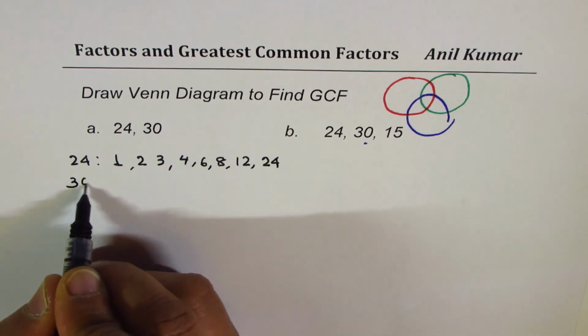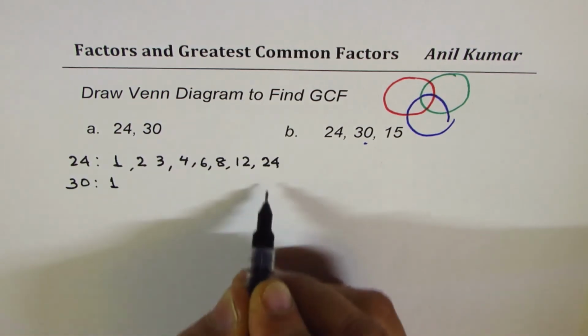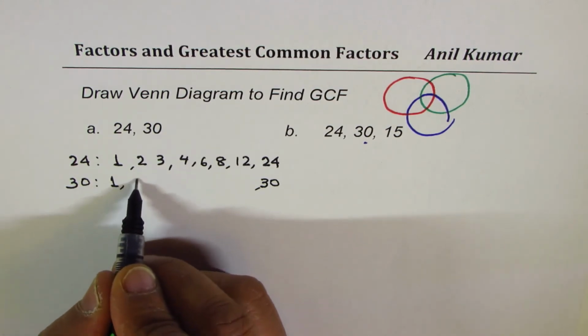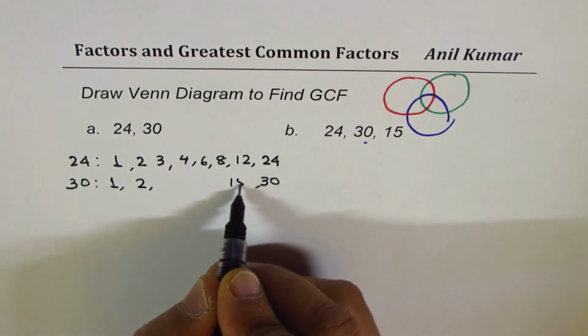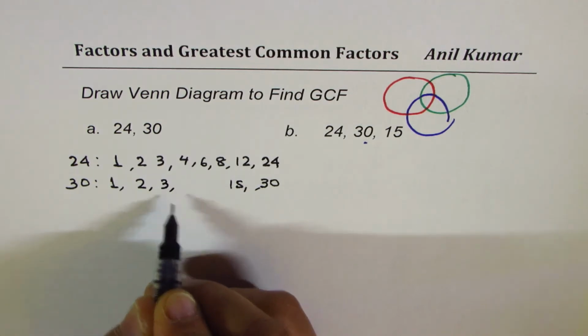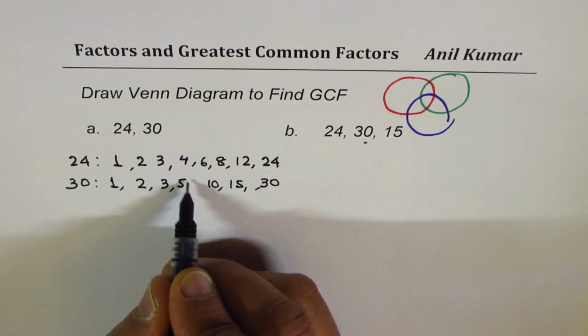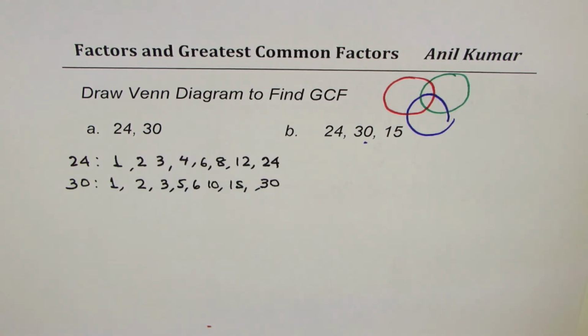Now let me write factors of 30. So 1 times 30 is 30, 2 times 15 is 30, 3 times 10, right? And 5 times 6 is also 30. Perfect. Now, when we compare these 2, we have to circle the ones which are common between these 2.